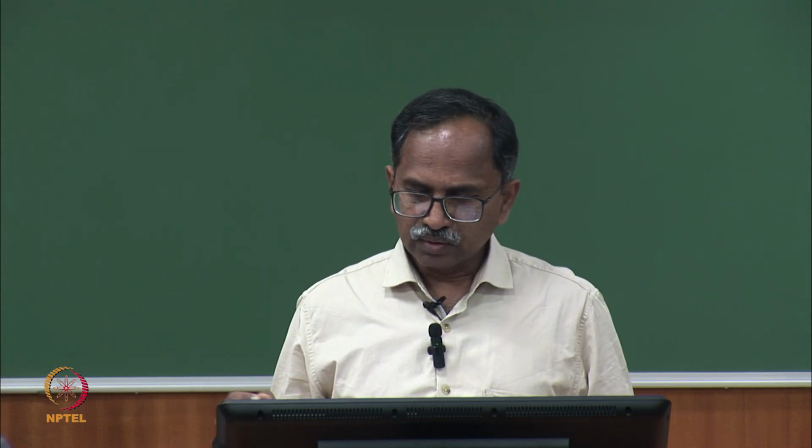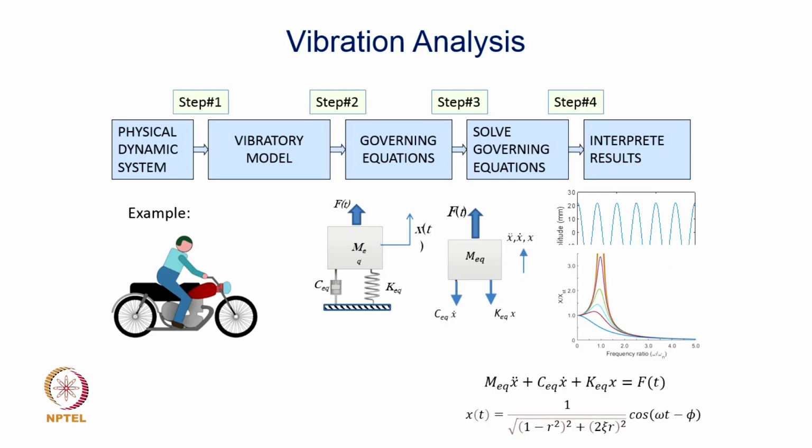Okay, so I will just summarize the steps in the vibration analysis that we discussed. Obviously the first step is to get a physical dynamic system to be converted. Let us take a brief overview of the analysis process for any vibratory system, and that is what we discussed, that the first step would be to convert the physical system into its simplified vibratory model.